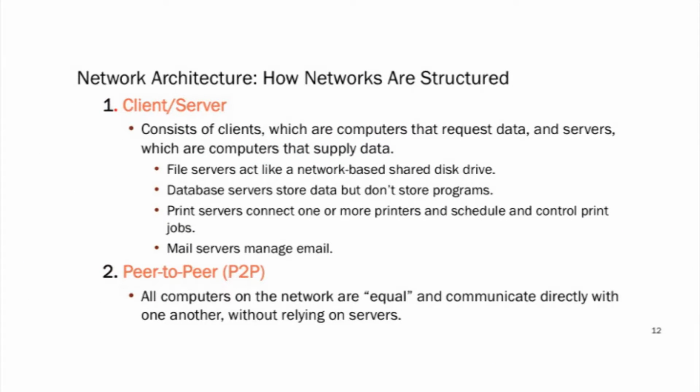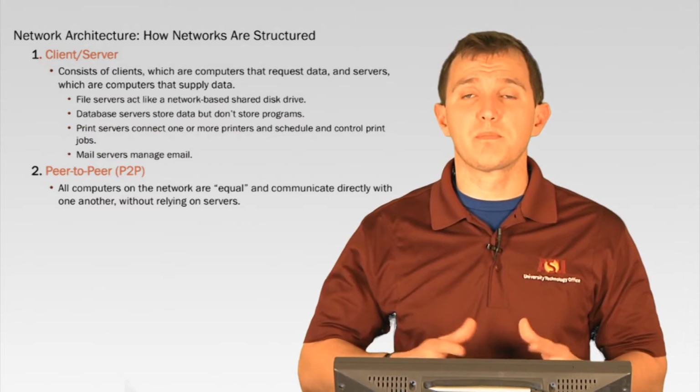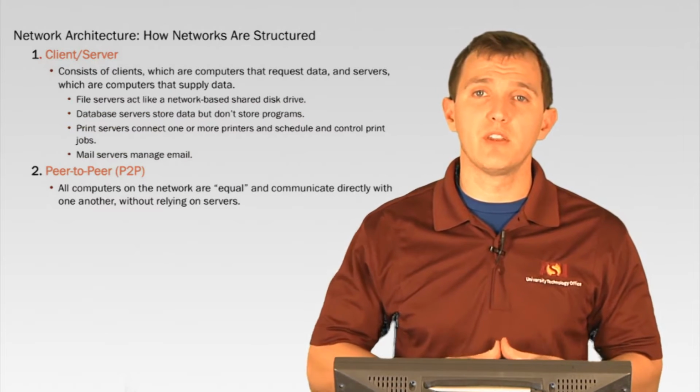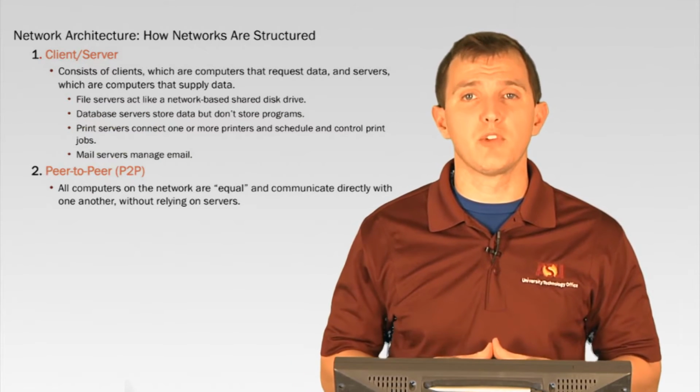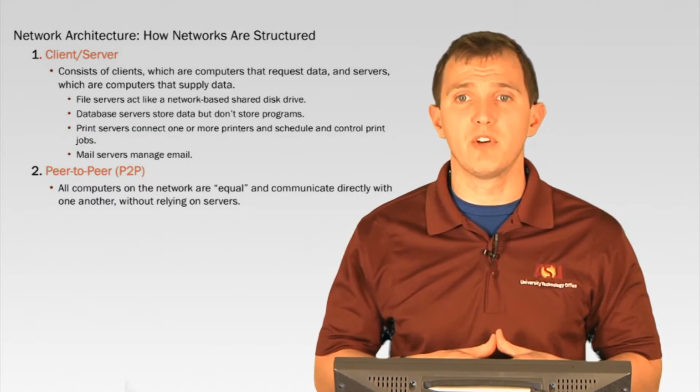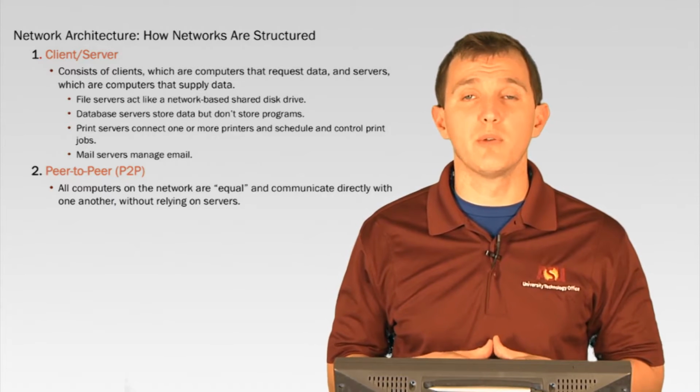So here are different types of network architecture. The first is the client-server network, and this is the one that we've already discussed, in that most of the computers on that network are clients, and they send their requests for data to the servers, and the servers accept and respond to those requests with the files that the clients are requesting.